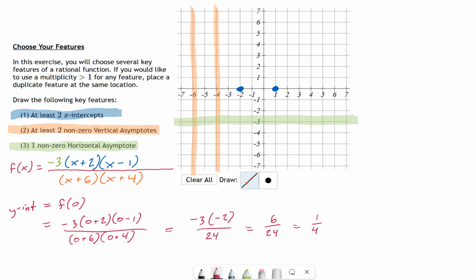Now that's not the answer, that's not the y-intercept, you have to say it as a coordinate point. So the coordinate point of the y-intercept is going to be (0, 1/4), and this right here is the y value of the y-intercept. Depends what the question's asking for, whether it was a coordinate point or the y value of the intercept.